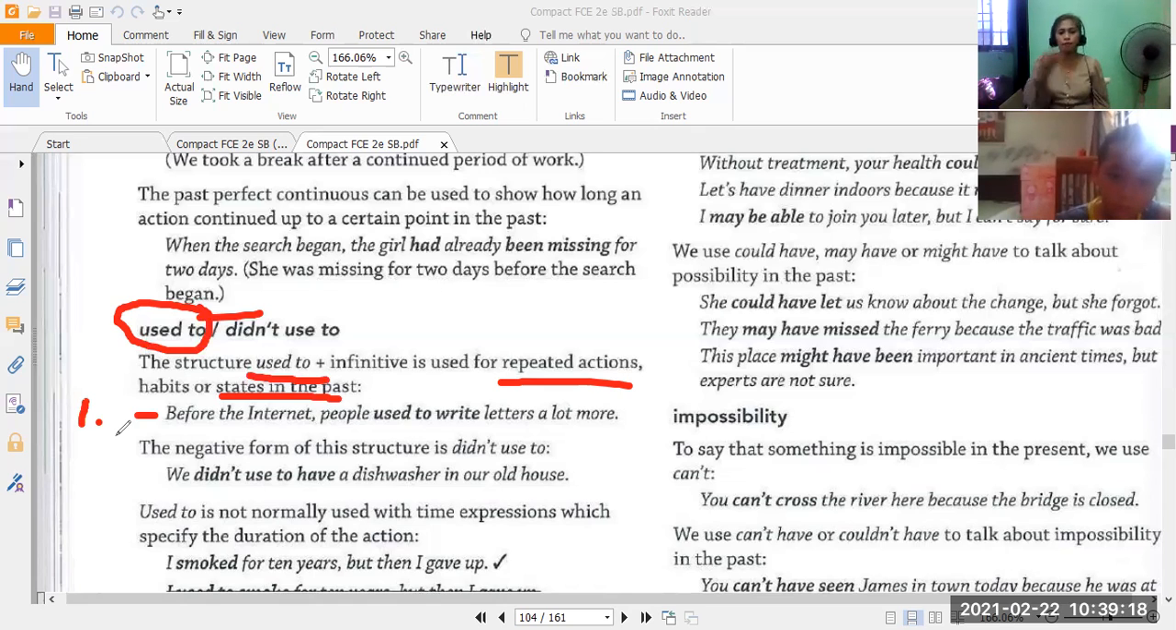Okay, another. How do we know that the negative form of this structure is didn't used to? You know already the term. What do you call this one? When you say did not, and you write it didn't. When you say did not, cannot, and you write it didn't and can't. What do you call that one?